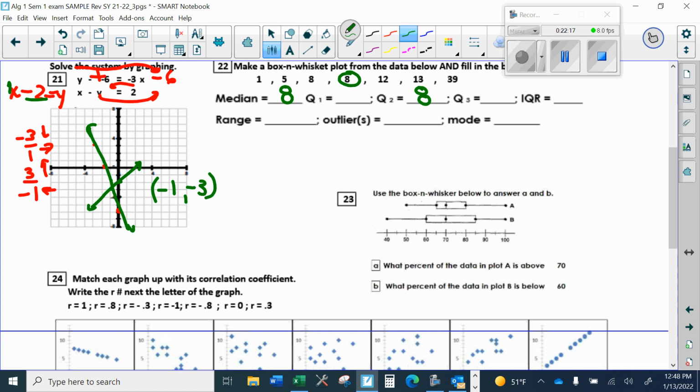Q1 would be take the middle number of the bottom half, which is 5. Take the middle number of the top half, which is 13. The IQR, interquartile range, that is Q3 minus Q1. So 13 minus 5 is 8. The range means high minus low. Gotta know that. So that's 39 minus 1 is 38. And the mode means the most. Which one occurs the most? 8 does. Outlier, remember that is 1.5 times the IQR.